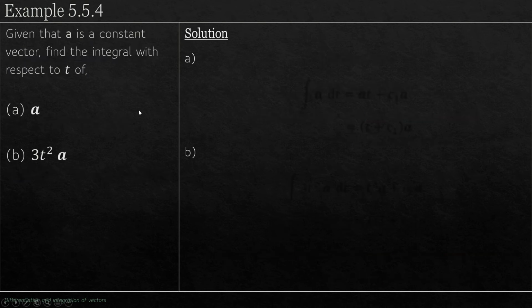Example 5.5.4, given that A is a constant vector, find the integral with respect to time of the following two terms. So A could be something like i minus j plus 6k. That is a constant vector. There's no variables involved here. That's just one example of what it could be.